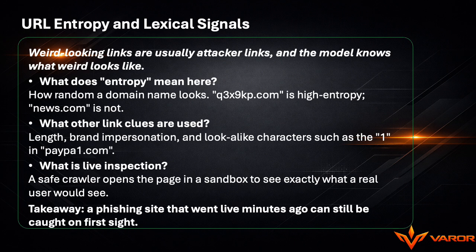URL entropy and lexical signals. Weird-looking links are usually attacker links, and the model knows what weird looks like. What does entropy mean here? How random a domain name looks. Q3x9kp.com is high entropy, news.com is not. What other link clues are used? Length, brand impersonation, and lookalike characters such as the one in paypal1.com. What is live inspection? A safe crawler opens the page in a sandbox to see exactly what a real user would see. Takeaway: a phishing site that went live minutes ago can still be caught on first sight.